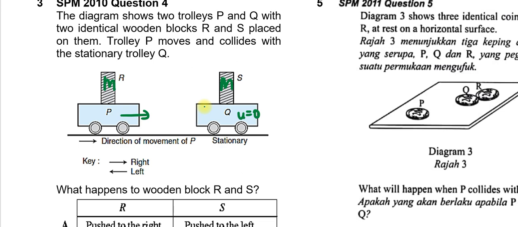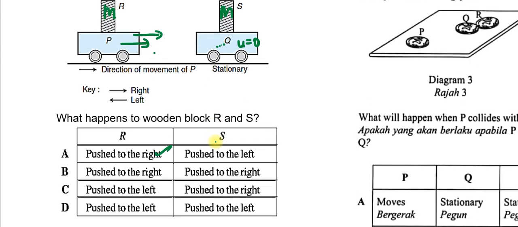So when you go like this, suddenly you impact with Q. Your P may be stopping or moving to the opposite side, but your block will continue to move to the right, due to the inertia. So this one must move to the right. So A or B.